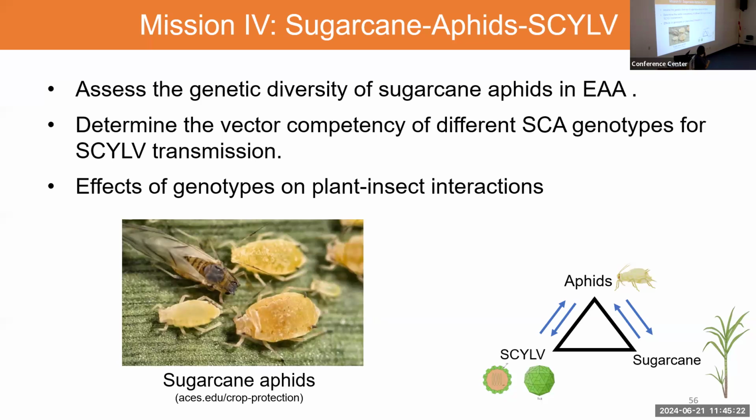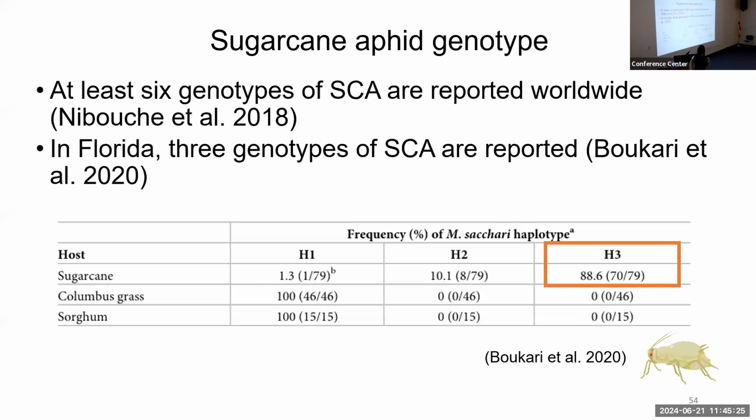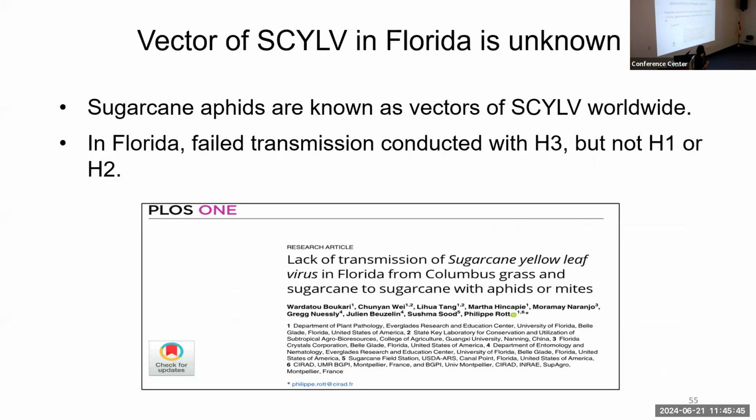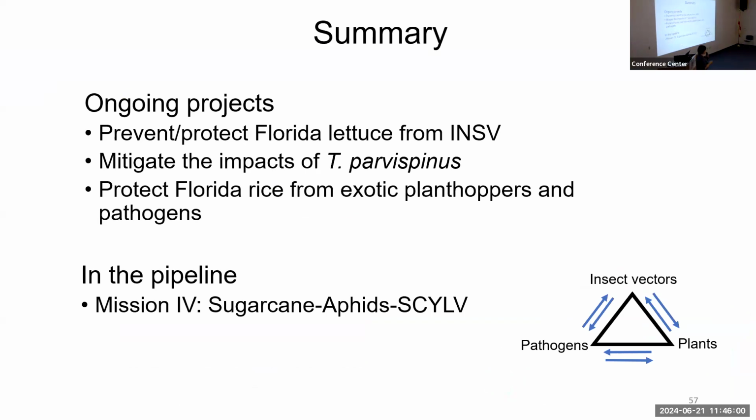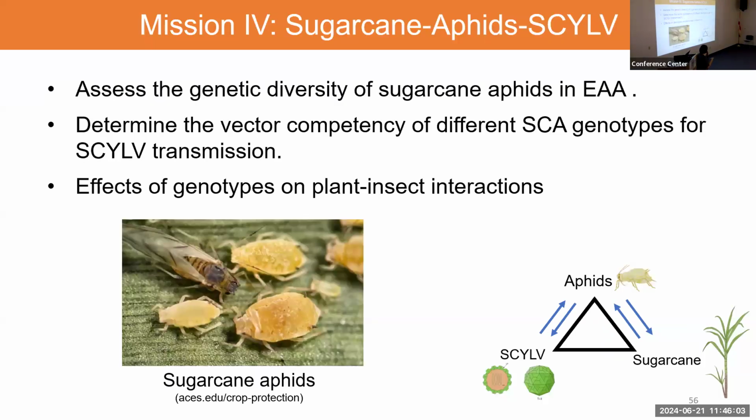Because if you remember, from here, the majority of genotypes we found on sugarcane is H3 and H1, and on Columbus grass and sorghum, all of them are H1 genotypes. So I think there are also some genotype-specific interactions between aphids and host plants. Using this knowledge, we can see if we can protect our sugarcane crops and develop some cultivars that are not preferred by these sugarcane aphid genotypes. So there is research potential here.